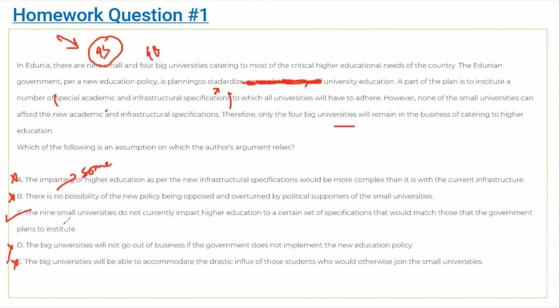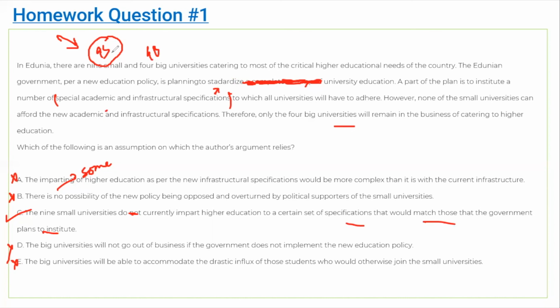Leaving with C the correct choice. The nine small universities do not currently impart higher education to a certain set of specifications that would match those that the government plans to institute. Let's negate this. The small universities do currently impart. Now imagine this. What did we know? We knew that the policies were not standardized before. The standards were different for every university. What if the smaller guys were anyway following the standards that the government is asking to be instituted now? Because they were different for everyone, right?